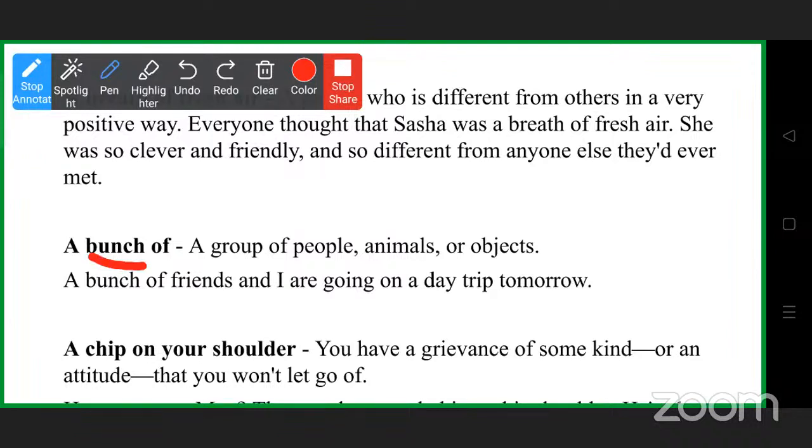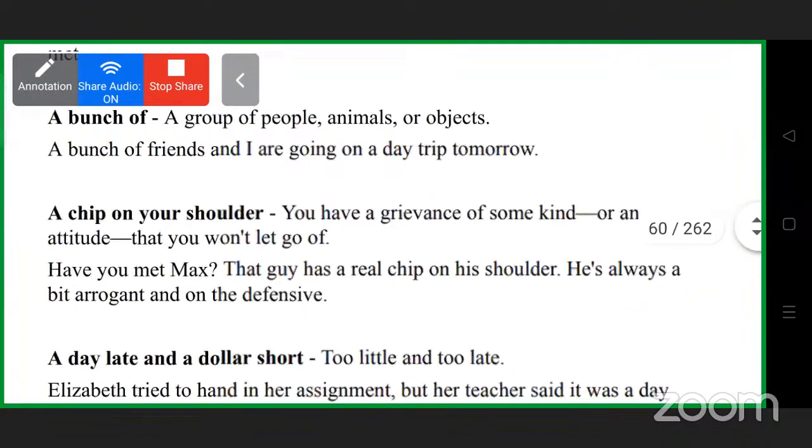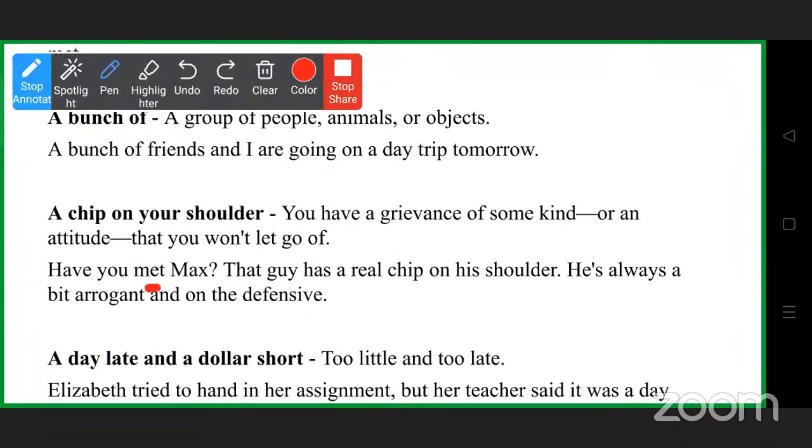Next we say a chip on your shoulder. A chip on your shoulder means you have a grievance of some kind, or an attitude that you won't let go of. It keeps sticking to you, that thing, a chip on your shoulder. Have you met Max? That guy has a real chip on his shoulder. That person always has a grievance.